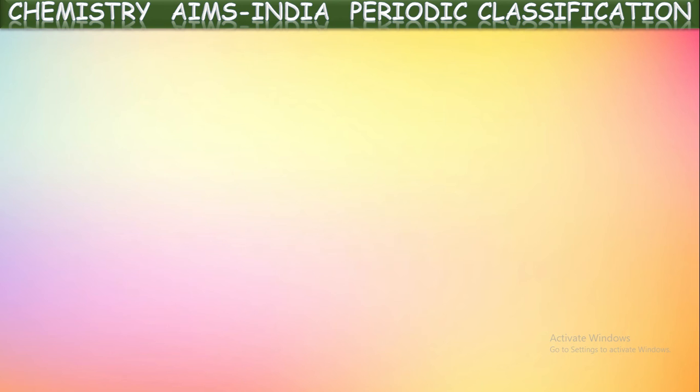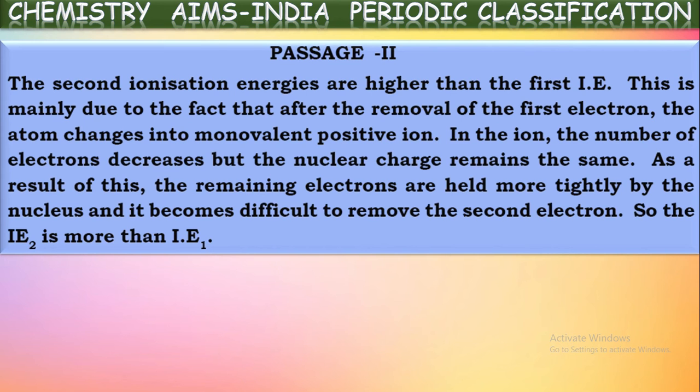Okay. Next, see the passage once more. It is given based upon the ionization energies, the second IE is higher than that of the first IE. This is mainly due to the fact that after the removal of the first electron, the atom changes into a monovalent unipositive ion, and hence IE2 will be greater than IE1, isn't it? So based upon this, let us see the questions now.